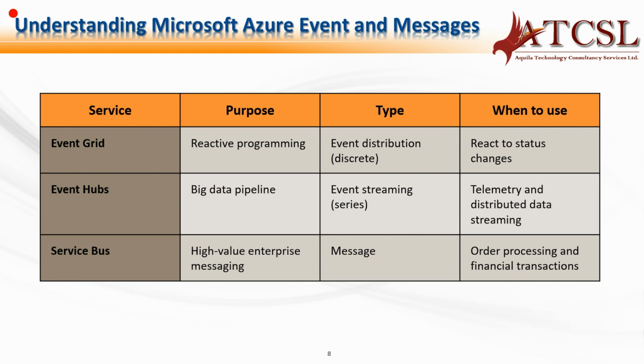They are of the type event distribution, and you use event grid when you want to react to status changes and perform an action. Event hubs are the big data pipeline where event streaming is happening. They are of the type event streaming: a series of data from multiple sources being distributed to multiple sources for handling. You use them for telemetry and distributed data streaming.